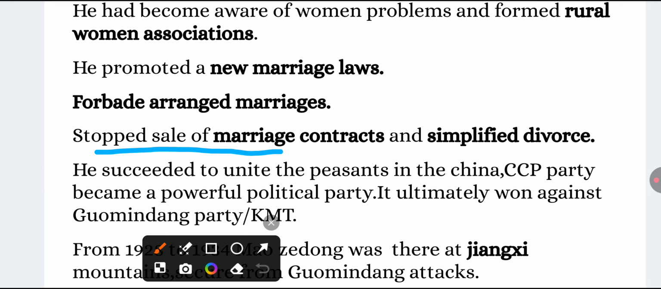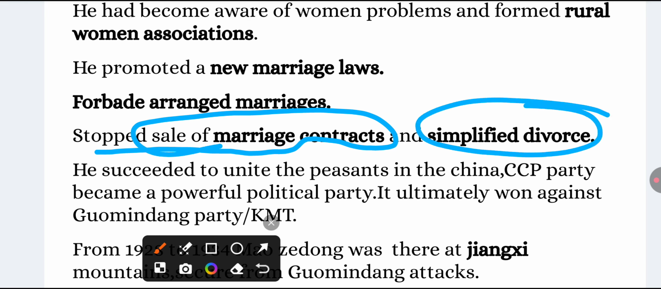Mao Zedong stopped the sale of marriage contracts and simplified the divorce act. Girls used to be sold under contracts. So Mao Zedong stopped the sale of marriage contracts and he simplified the divorce act.